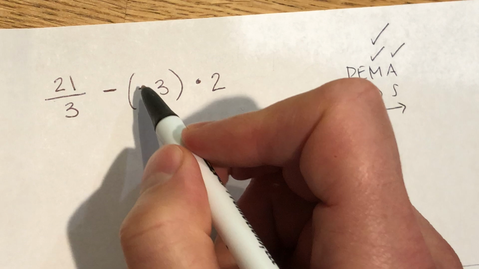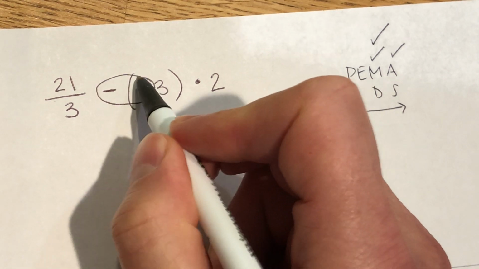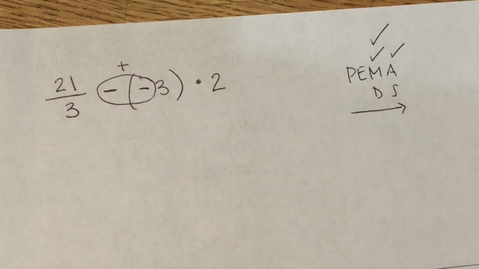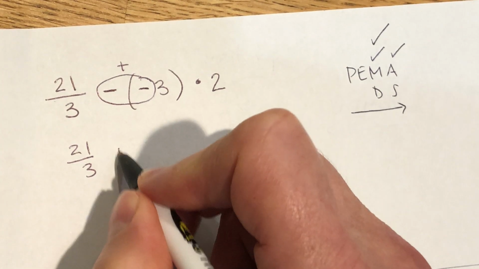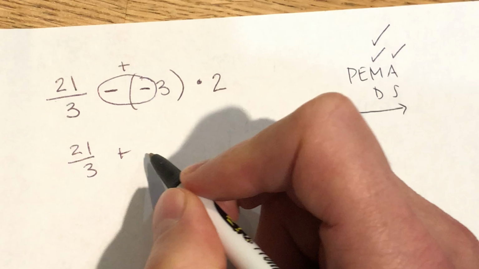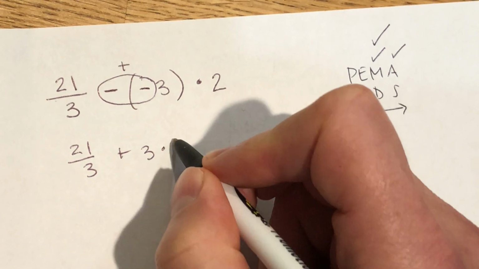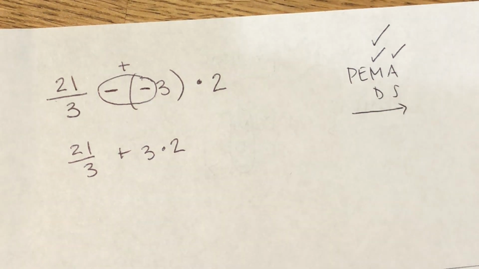So right off the bat, I'm going to take care of these signs. Minus a negative becomes positive. So I can rewrite this as 21 divided by 3 plus 3 times 2. So we've cleaned this up a little bit here.